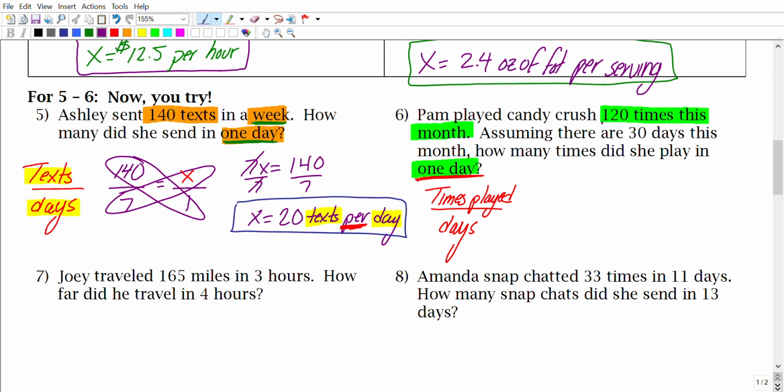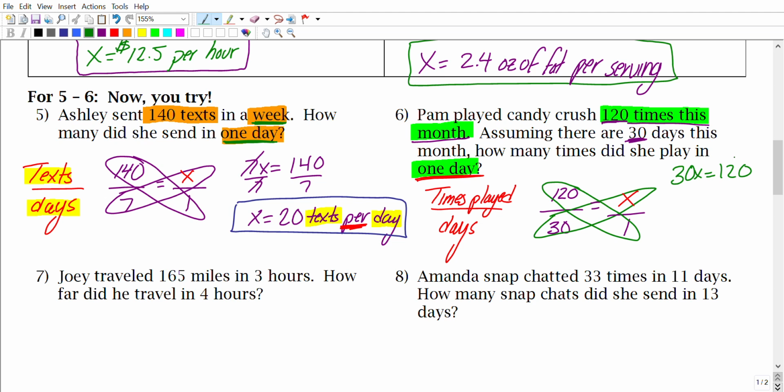So first thing we're given is 120. And we said we're going to assume that we have 30 days this month. So since she played 120 times in a month, and that month has to have 30 days, the 30 has to go in the denominator. All right, so our next ratio is how many times did she play in 1 day? So my 1 goes down here, and my x right over there. So let's cross multiply.